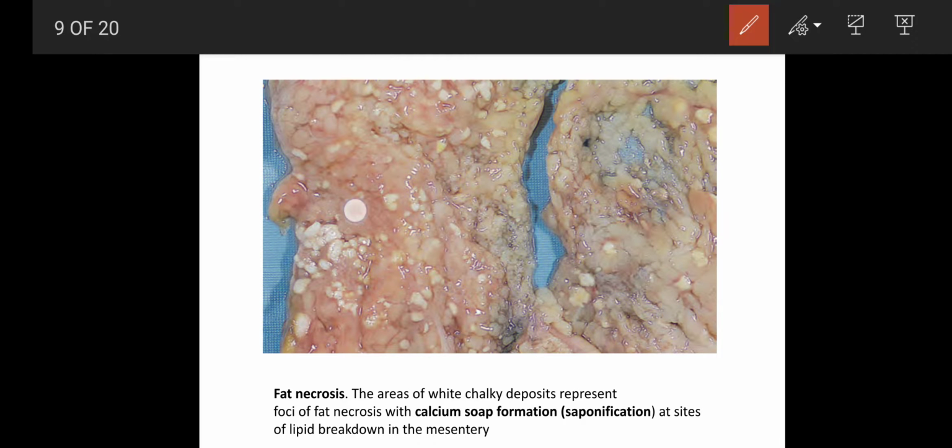Coming to the next image, again this is a very interesting image. This is an image showing fat necrosis. See these white spots. These are actually areas of fat necrosis. So what is happening? Whenever, for example, pancreatic enzymes are released, they act on the fat. These enzymes break down the fat, releasing free fatty acids. Now these free fatty acids, when they come in contact with calcium ions, combine to form calcium soaps. These whitish things that I have highlighted are the calcium soaps that have formed. This process of formation of calcium soap is called saponification, and it occurs at the sites of lipid breakdown. Here, the example they have shown is the mesentery.